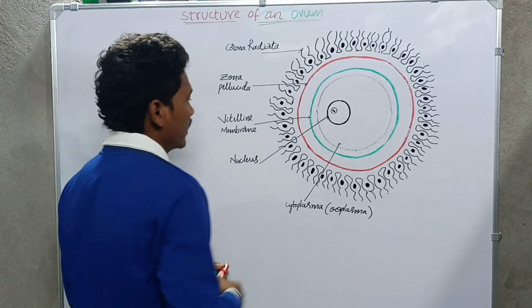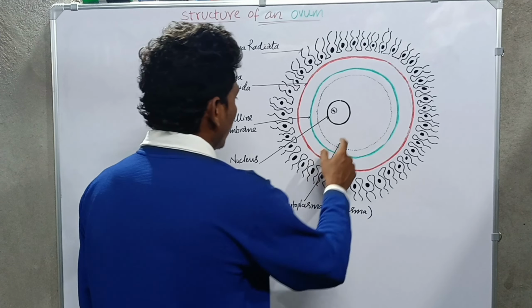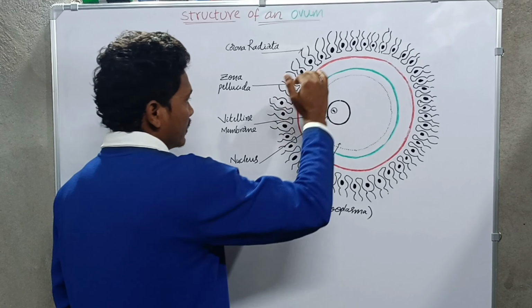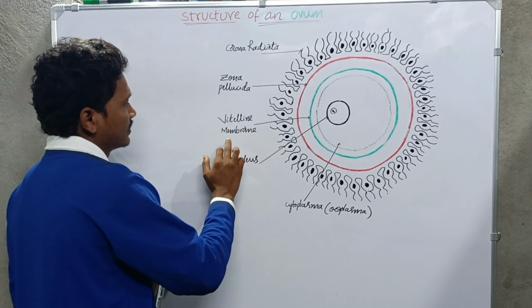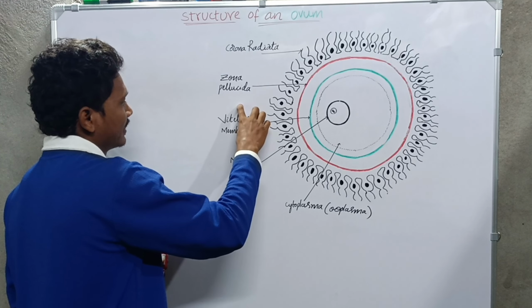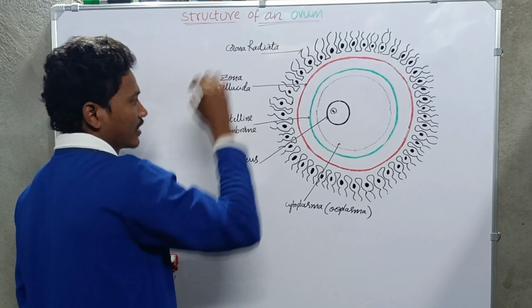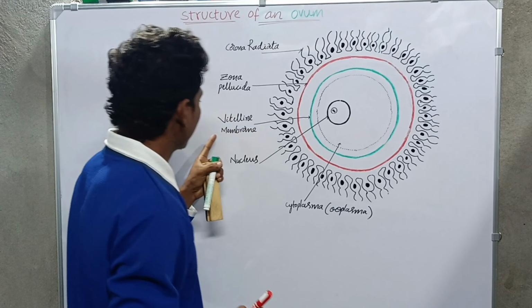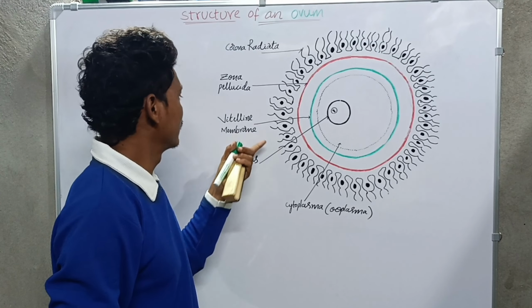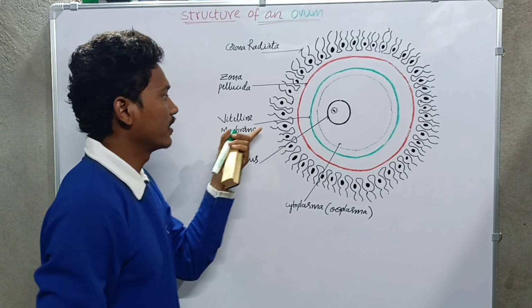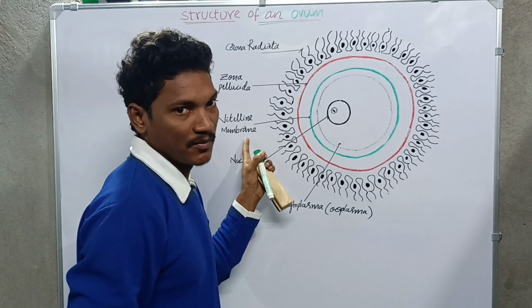And come to the layers of the ovum or egg cell. So it consists of three layers. First one is the inner layer, middle layer, and outer layer. So the inner layer is thin and transparent. So this is called the vitelline membrane. Another name is plasma membrane.